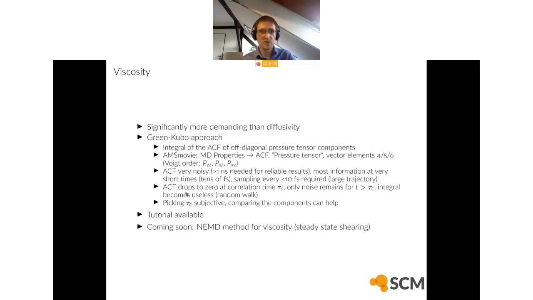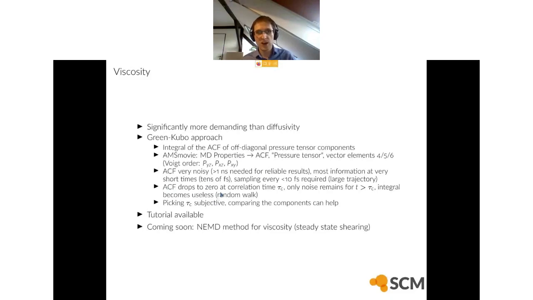However, the autocorrelation function is typically very noisy, so you need a simulation that's at least a nanosecond long, typically even more, for any kind of reliable results. Most of the information is unfortunately at the very short timescales in tens of femtoseconds, so you will have to sample much more frequently than every 10 femtoseconds to get any kind of reasonable accuracy. So be prepared for a very large trajectory when you calculate it this way.